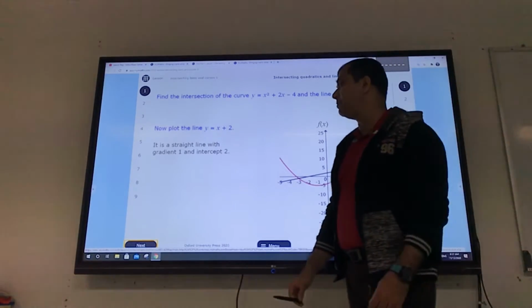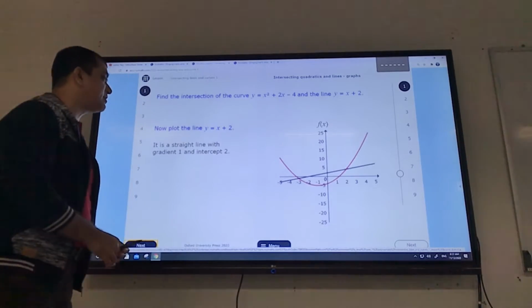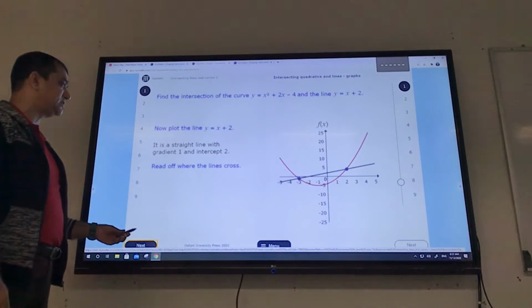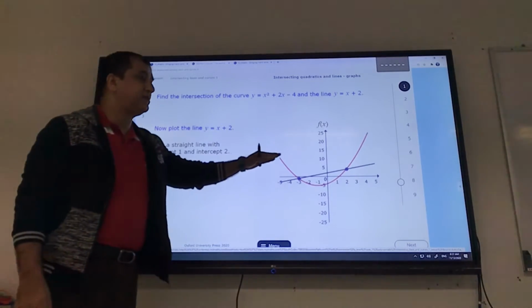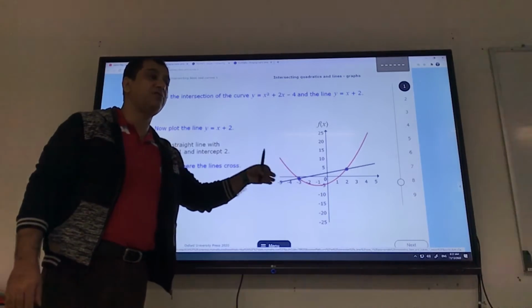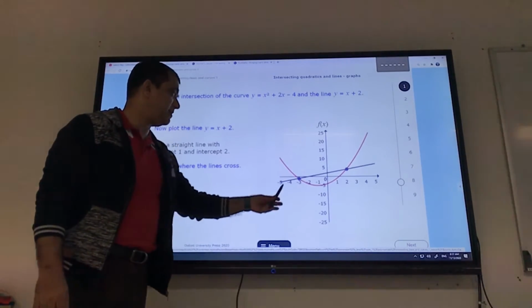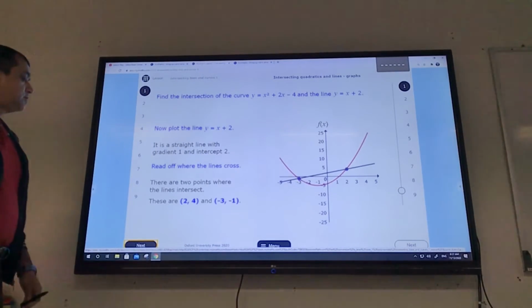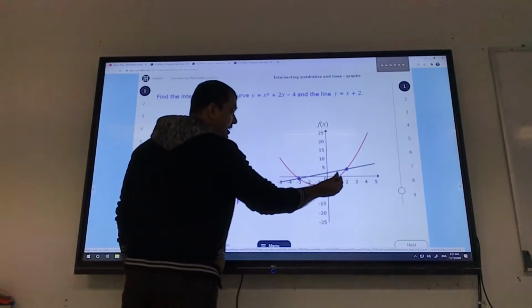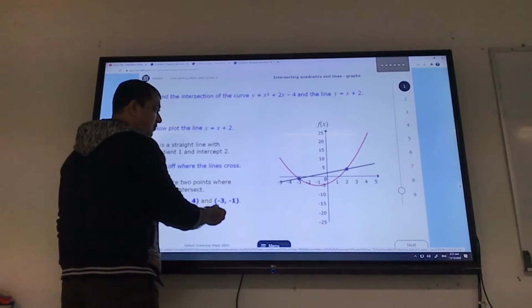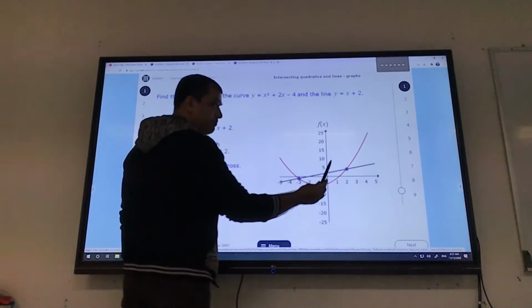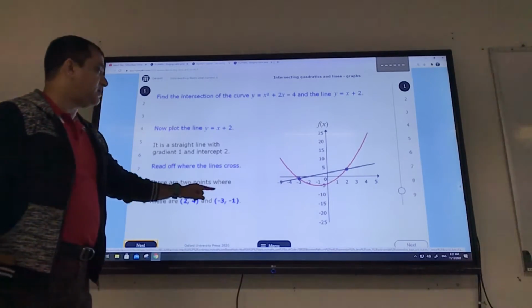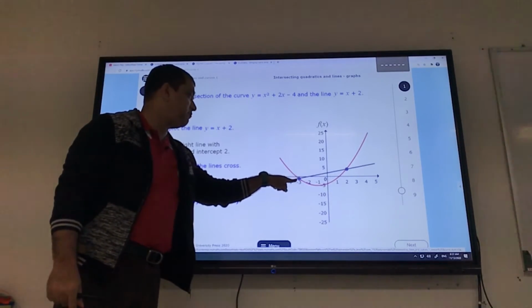Now, next step, when we have two graphs on the same graph paper, to solve them simultaneously or to find the point of intersection, we need to see where these graphs are intersecting and get the coordinates of the points of intersection. And there are two intersection points, this one and that one. The point on the right side is 2, 4. On the graph paper, you can locate the points properly in the exam. Okay, -3, -1 is the second point on the left side.